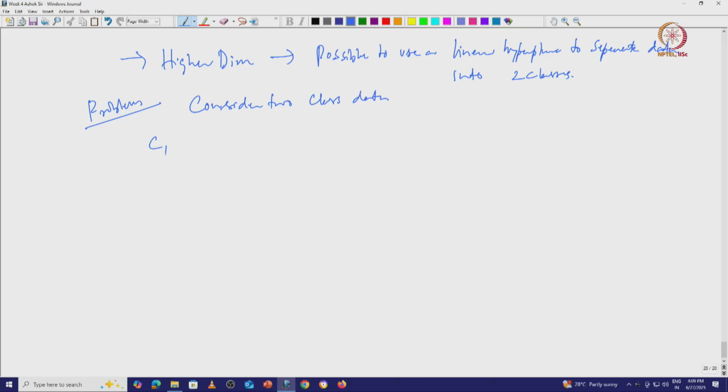Class 1 is data 0.5, minus 0.5, 1, minus 1. You represent this as symbol X. Class 2, you have data 2, minus 2, 3, minus 3, 4, minus 4. Represent this as 0.